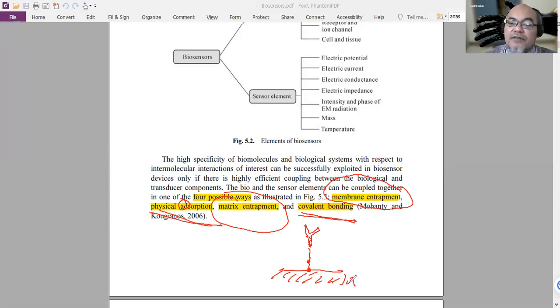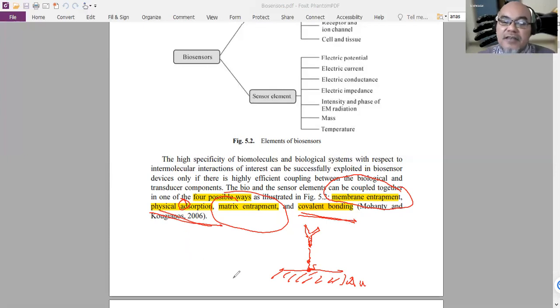Let's say if it were gold, usually we will use sulfur-based chemicals. Then this will have a certain linker, and by the design of the chemistry, we can make this short or long. If it is short, then of course you will have the antibody more ordered, orderly arranged on the surface of the transducer. However, then it cannot move around to react or to capture the antigen.